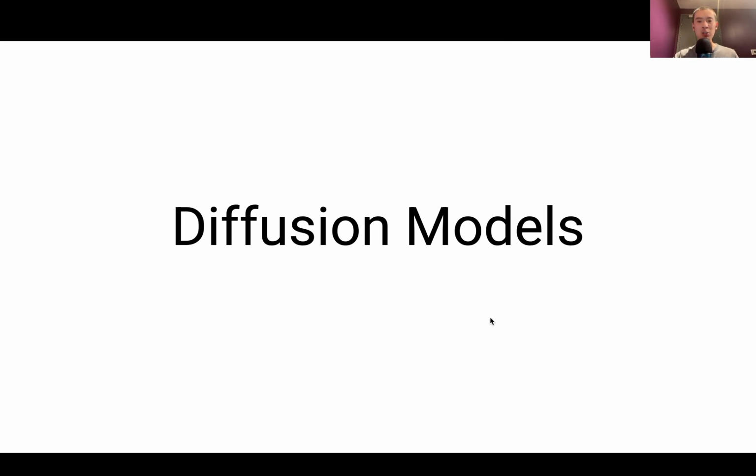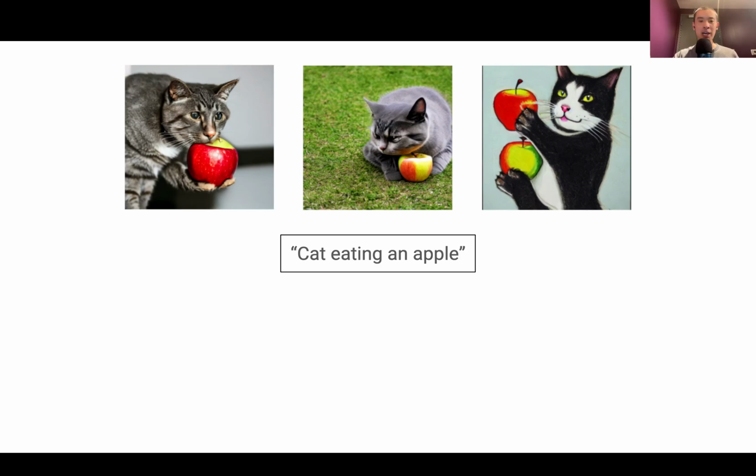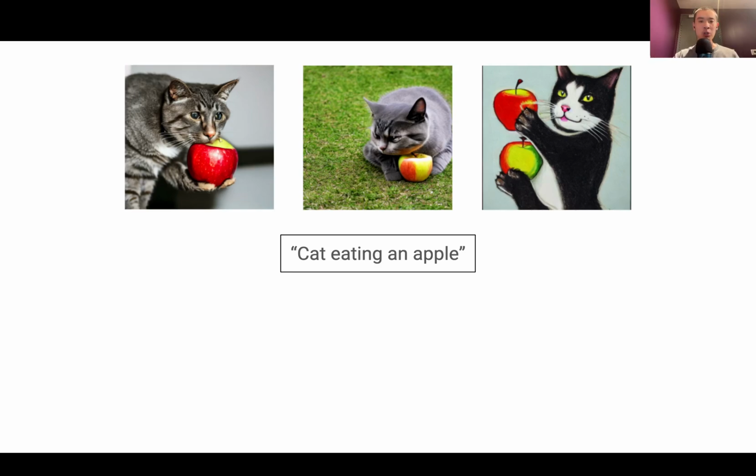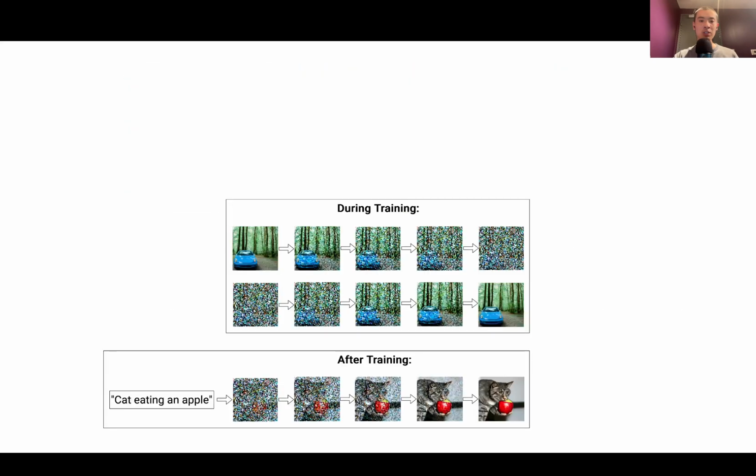Let's talk about diffusion models. So imagine we pass text to a model, of a cat eating an apple, and it generates images of a cat eating an apple. If you have used AI for turning text into an image, you have likely worked with a diffusion model, which is the topic of this video.